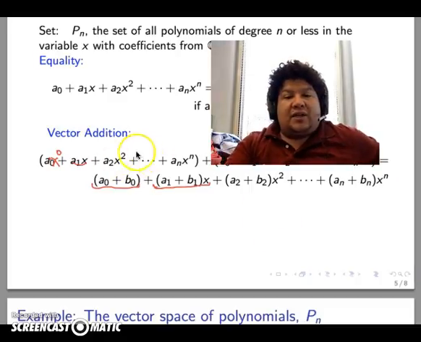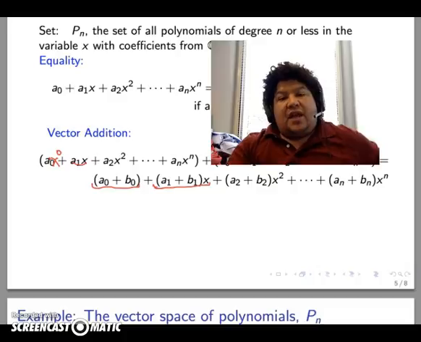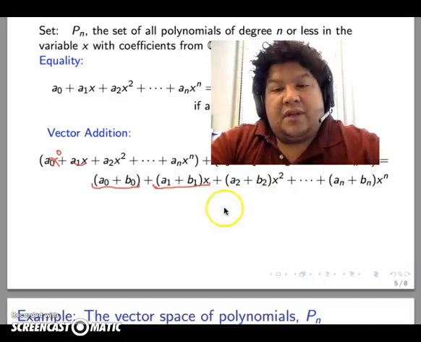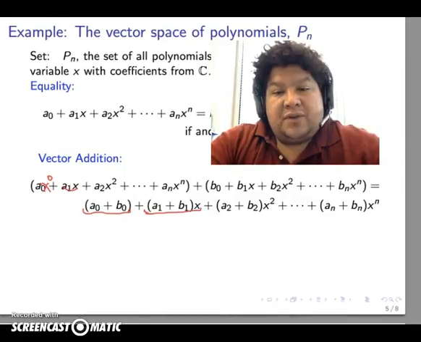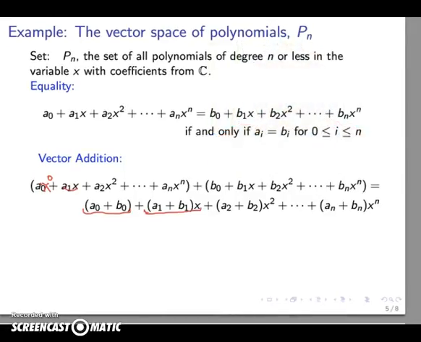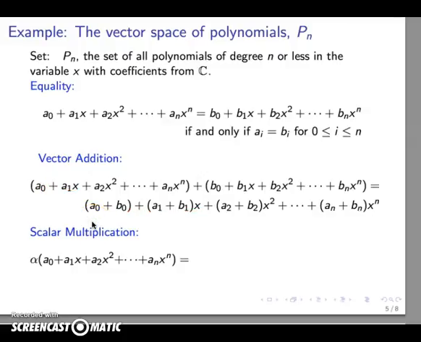So you start collecting all those coefficients of these expressions, and this is what you end up with, which is on its own right a polynomial of degree n, right? So this will be considered the definition of vector addition, and scalar multiplication.